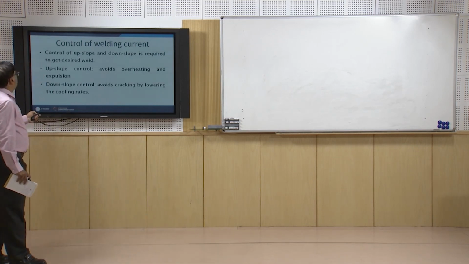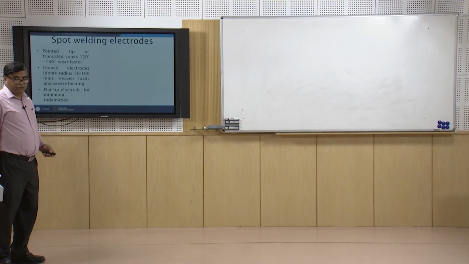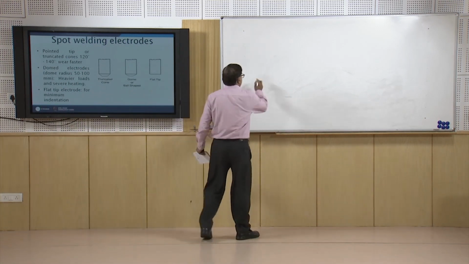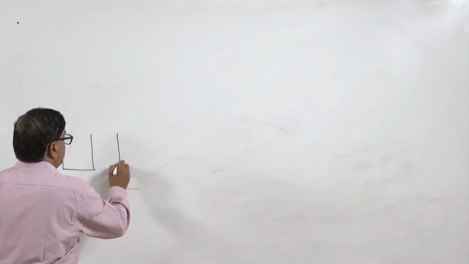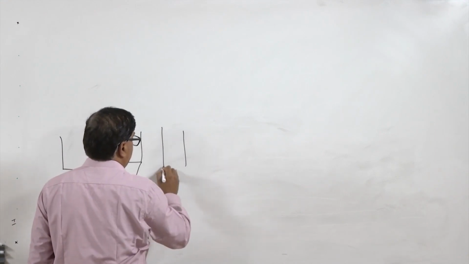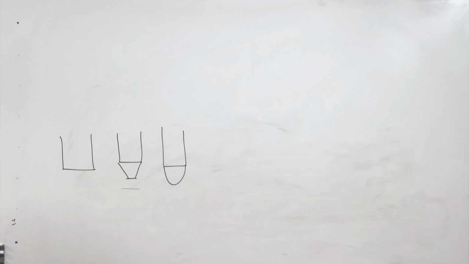The control of the upslope and downslope is important. Upslope avoids the overheating and expulsion, and downslope avoids the cracking by lowering the cooling rate tendency. And there are three types of electrodes which are used for the spot welding process. One is flat, like this. Another is a truncated cone type, which is like this, and another is dome type.